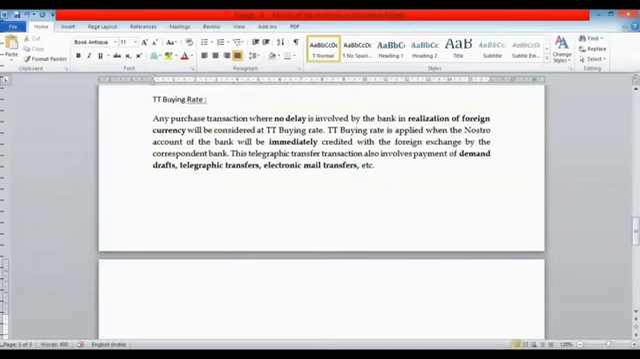Now, how will the calculation be done? This thing you have to keep in mind. There is a very easy format that we have to follow.